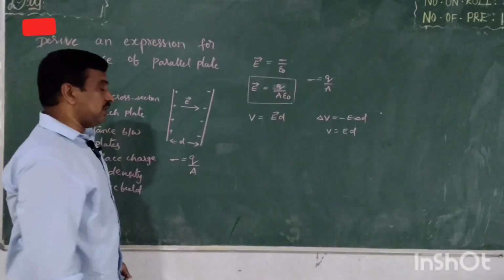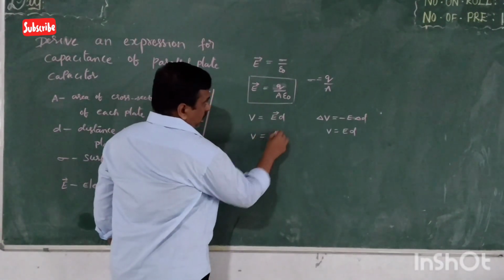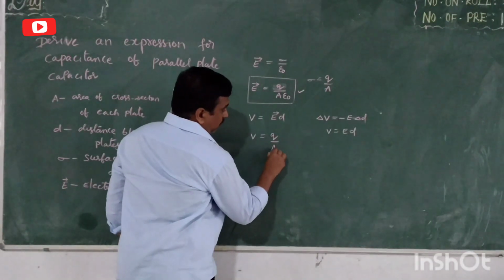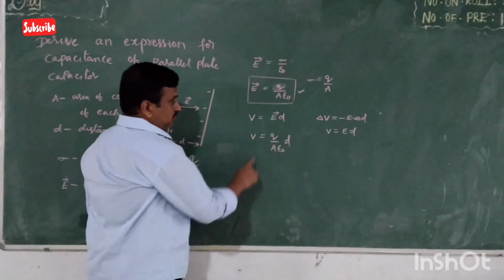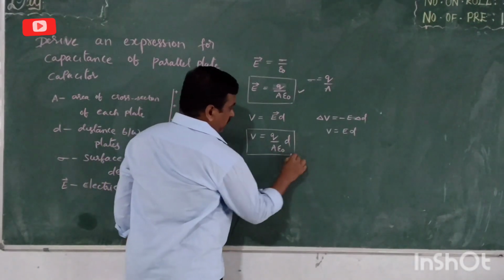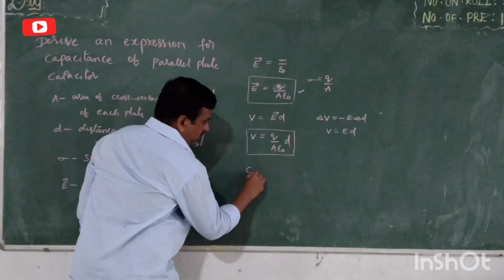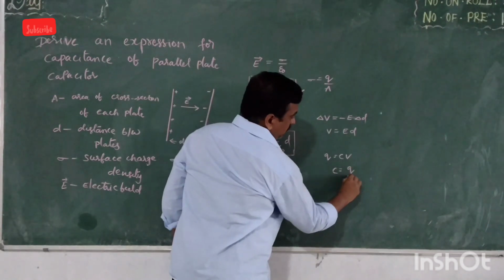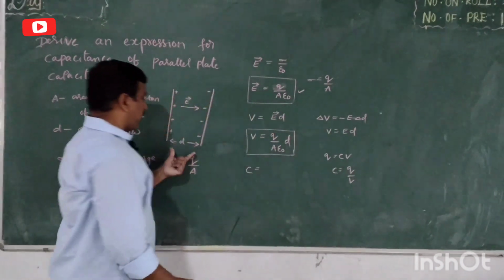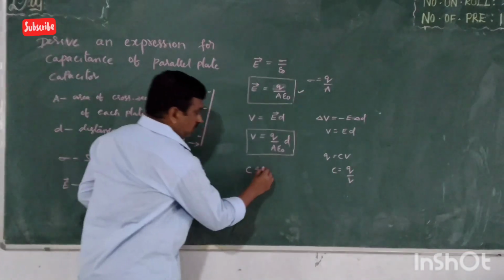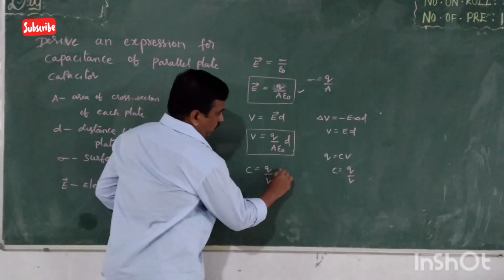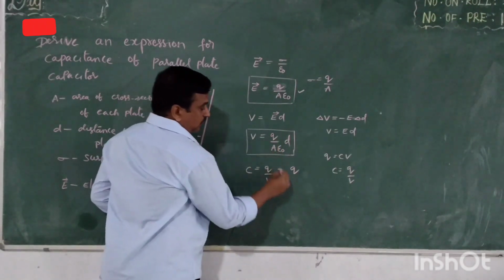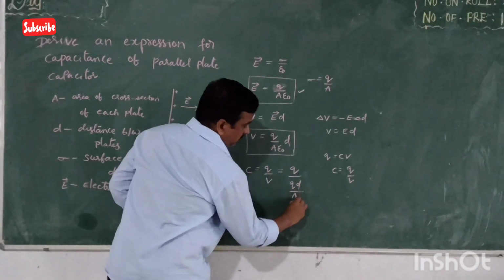V equal to ED. Here E, the electric field, is Q by A epsilon naught, so V equals Q by A epsilon naught into D. So this is the potential difference between the plates. Now, capacitance equal to charge by potential, Q equal to CV, so capacitance C equal to Q by V. Here we want to derive the capacitance of the parallel plate capacitor. So C equal to Q by V, where V is the potential difference between the plates, Q D by A epsilon naught.